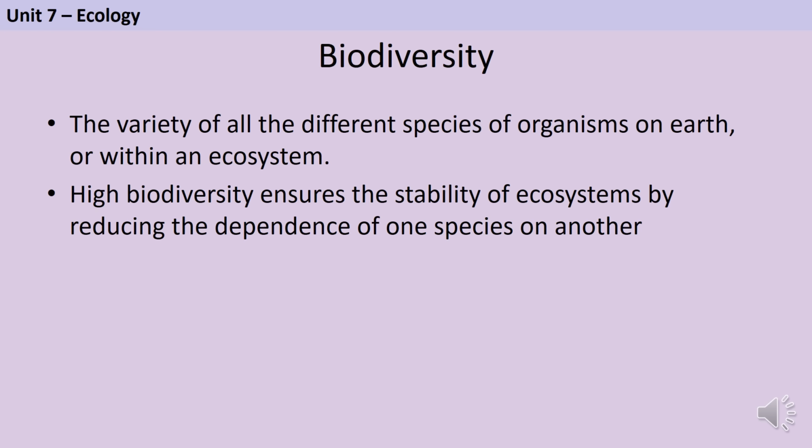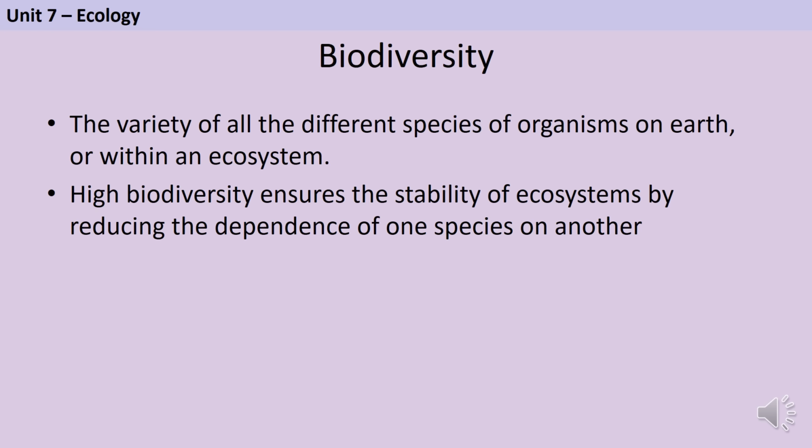Biodiversity is all about having a lot of different species, either on Earth or in a particular ecosystem. And the reason we care is that the higher biodiversity is, the harder it is for that ecosystem to crash. Basically, if you have a system where you maybe only have 2 or 3 species and they're completely dependent on each other, if something bad happens to one of them, then everything else comes crashing down too.